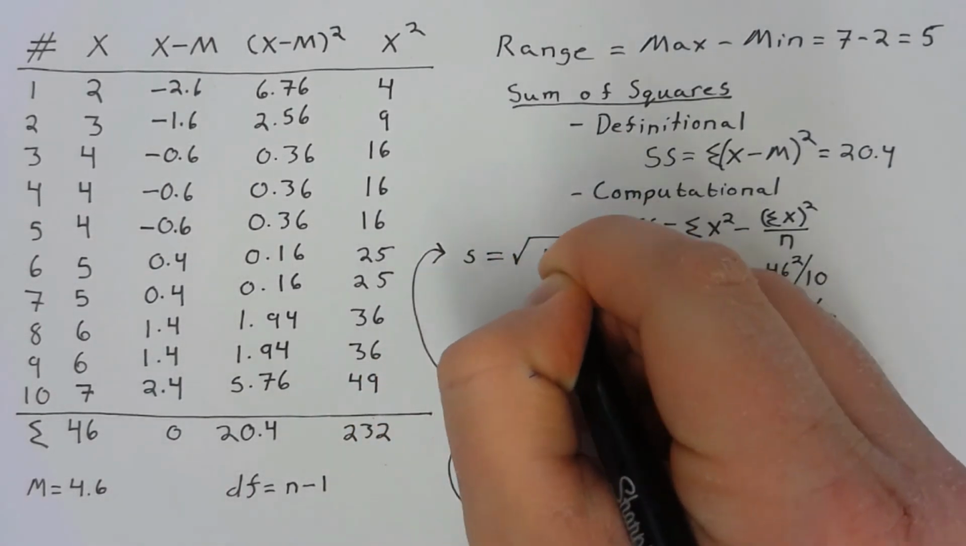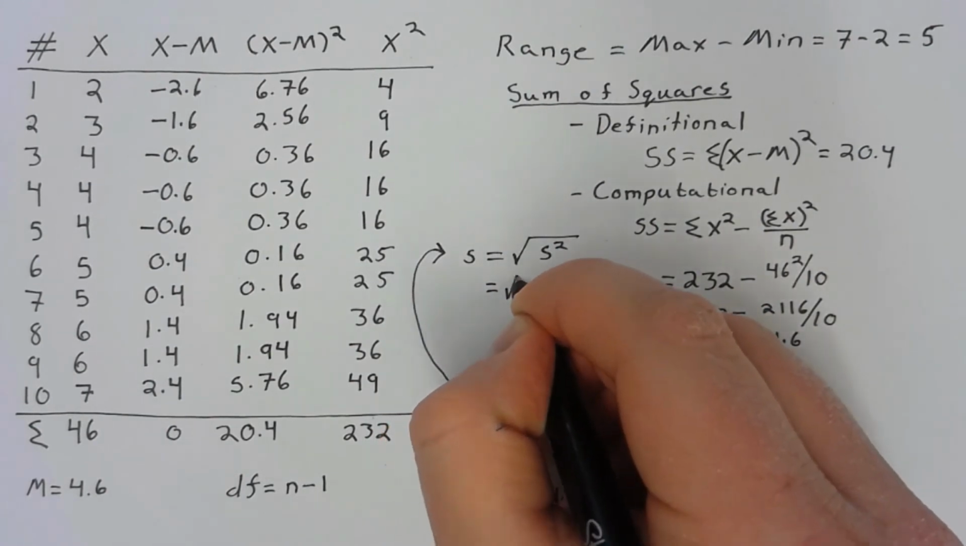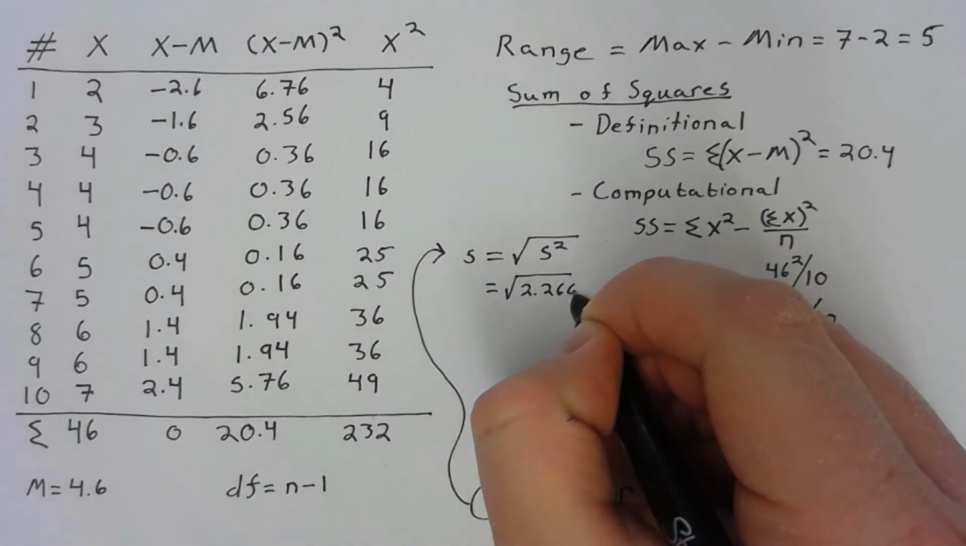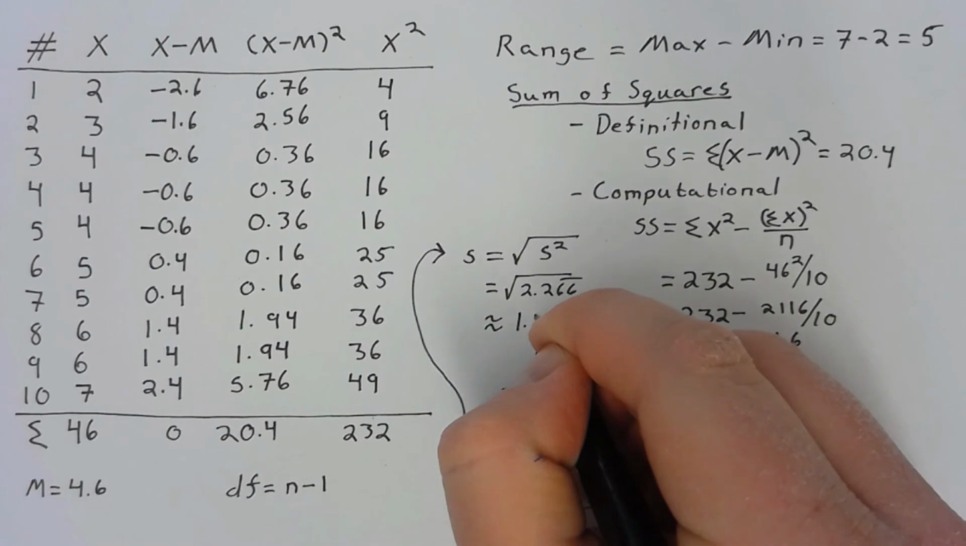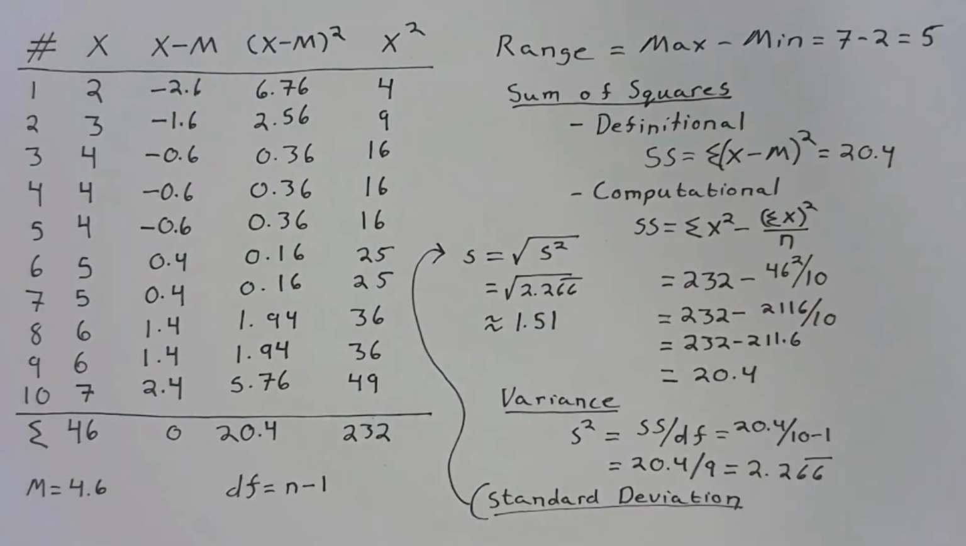So we just take the square root of variance, which gets us approximately 1.51, rounding to 2 decimal places.